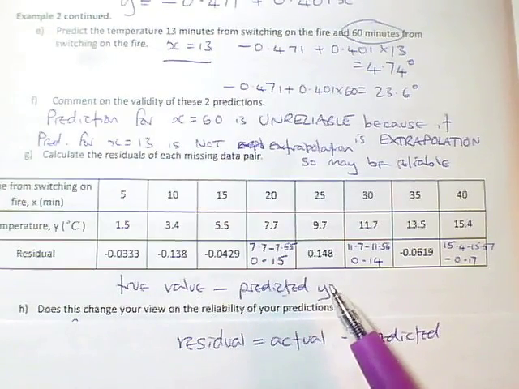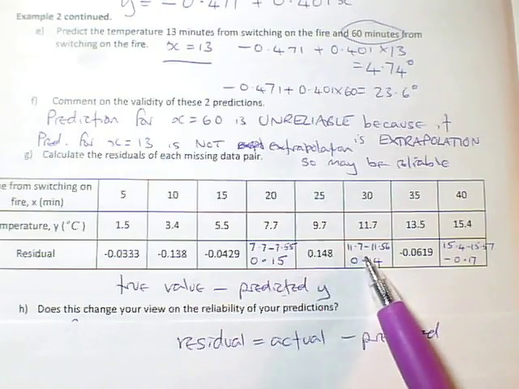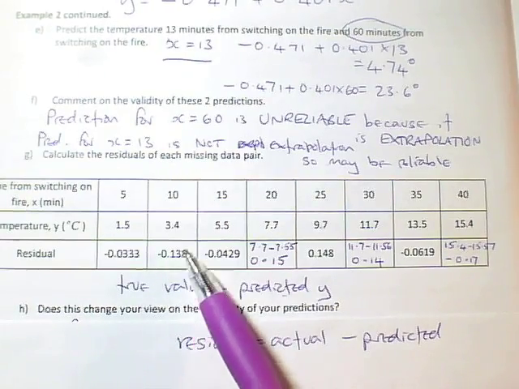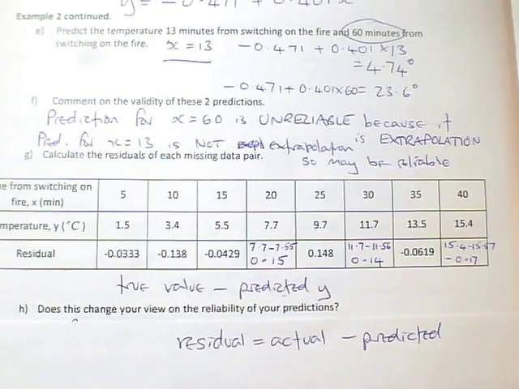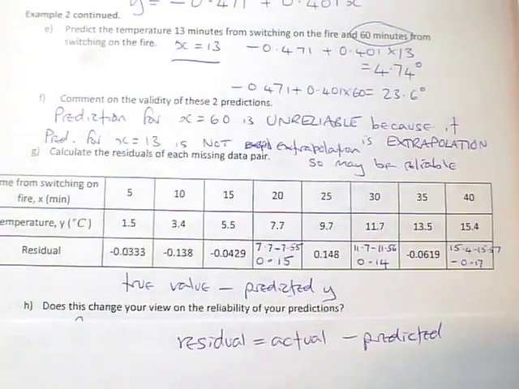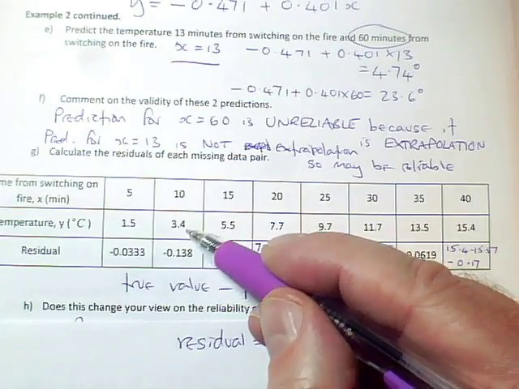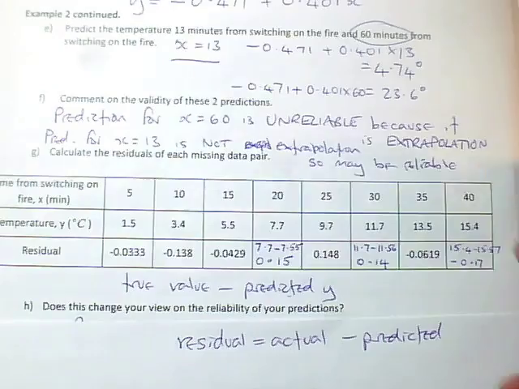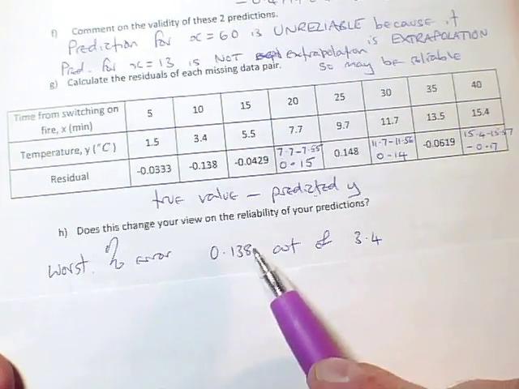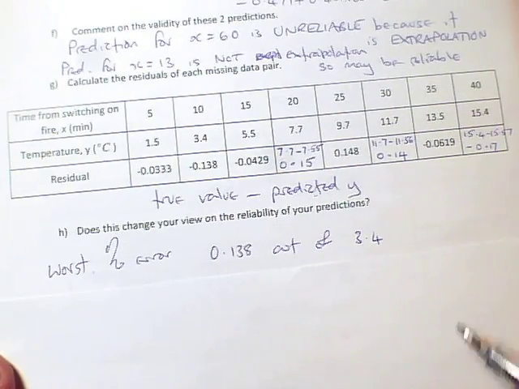Now, the very biggest residuals are things like 0.17, 0.15, 0.14, 0.15 again here. But this one's very nearly as big, and here the actual value, the 3.4, is much smaller. So I think actually the worst case for percentage error is going to be this. The error is 0.138. The true value is 3.4. So my worst percentage error that I can see is going to be an error of 0.138 compared with a true value of 3.4.